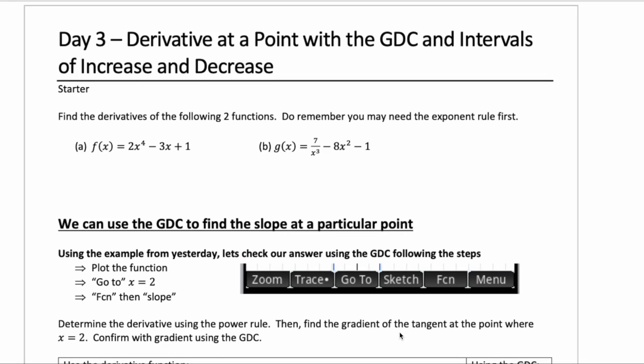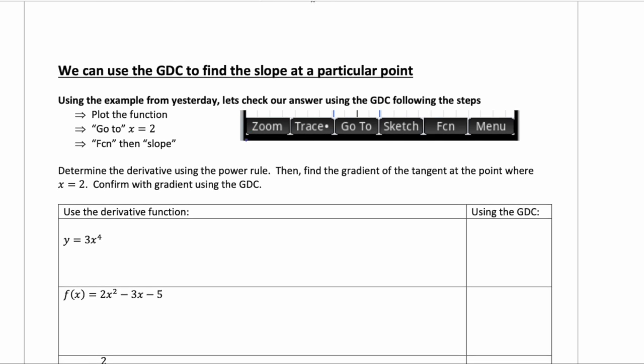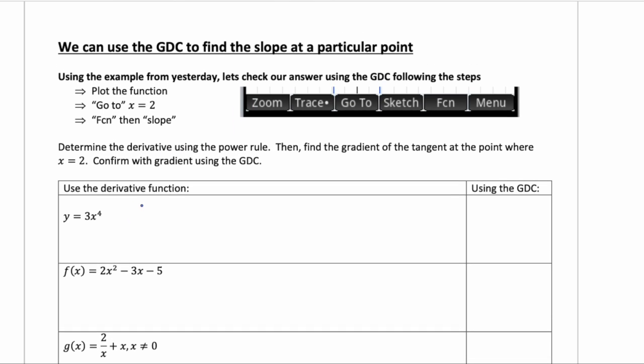Hello, this is Mr. Collier, and today we're looking at the derivative at a point and intervals of increase or decrease using derivatives. Okay, so first we're going to do it manually, and then we're going to use our GDC to figure out what the slope is at a certain point.